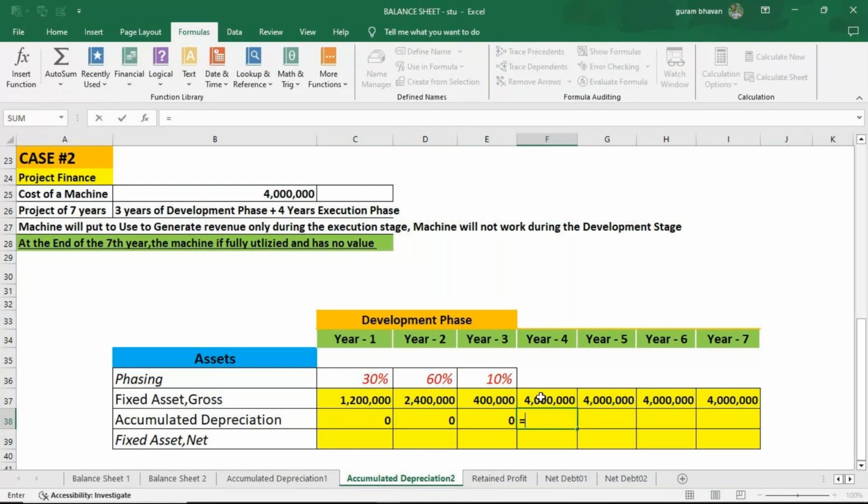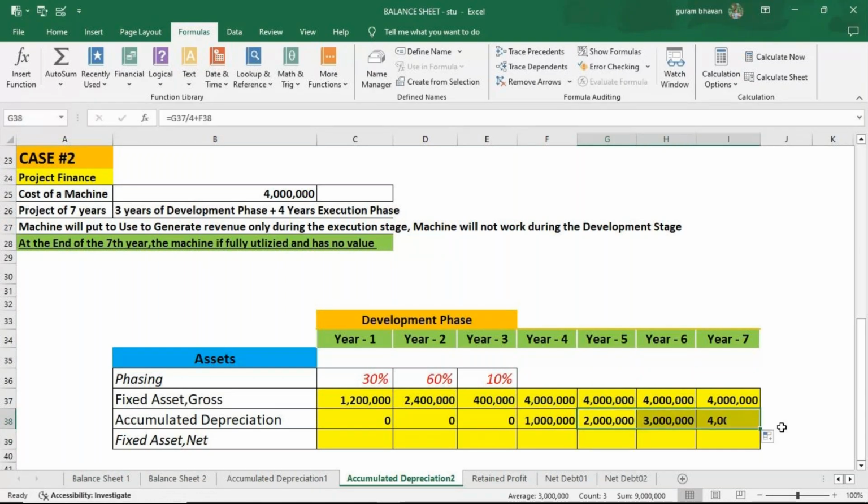From the 4th year, pick the value. So useful years is 4. So pick the value, that is the fixed asset divided by 4, where 4 is nothing but the useful 4 years, plus the previous year depreciation. The same way, fixed asset gross divided by 4 plus the previous year depreciation. So I'm going to use the fill handle. Now here fixed asset net equals fixed asset minus accumulated depreciation. I'm going to come here and drag the same. So at the end of the 7th year, the value of the asset becomes 0.